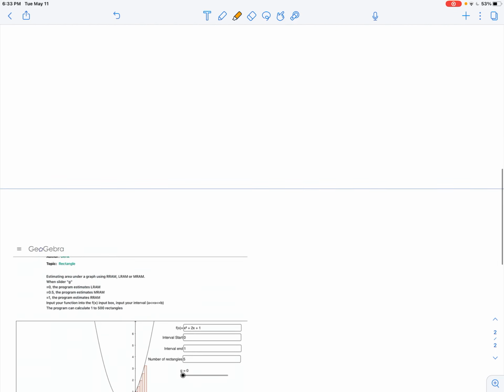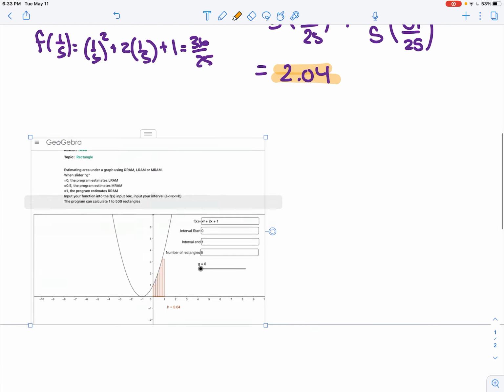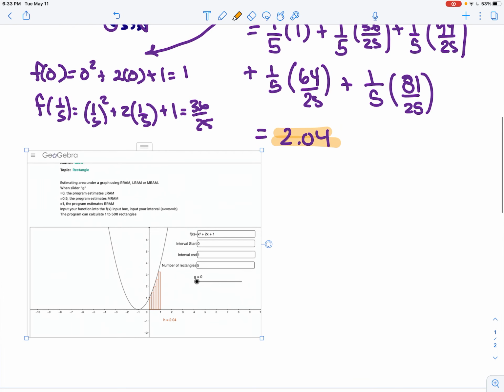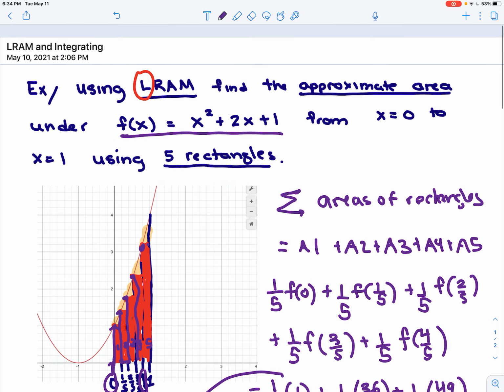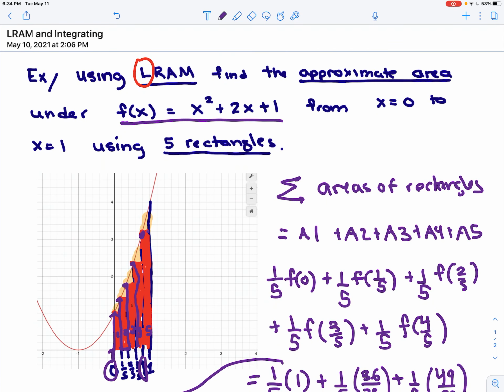Okay, so then I put this into the GeoGebra site here so you could compare. So again, I put the function in right here. I started at 0, I ended at 1, I had 5 rectangles, and I moved it all the way over for the left, and you can see the picture like what I drew, and see how the left of each rectangle is hitting the graph instead of the right, and then there's the area of 2.04. Okay, so hopefully that helped.